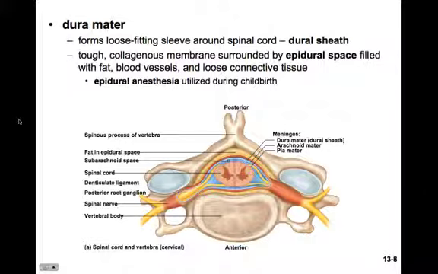It's made of tough, collagenous membrane that's surrounded by the epidural space, so the space above the dura mater. This space is filled with fat, plenty of blood vessels, and loose connective tissues. Sometimes anesthesia is delivered in this epidural space during childbirth or some surgeries. It's called epidural anesthesia, and it makes its way into the blood vessels and blocks the pain signals that are ascending the spinal cord.